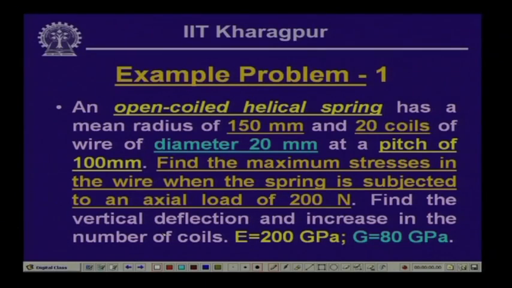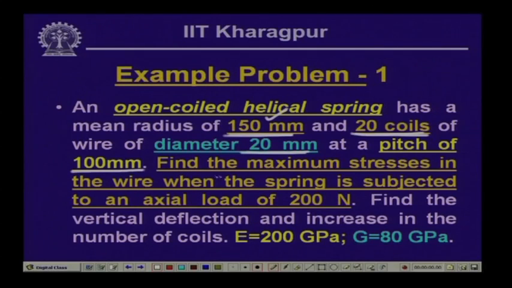open coil helical spring. Now, the first example is that an open coil helical spring has a mean radius of 150 millimeter. So, the value of R, capital R, is 150 millimeter, and it has 20 coils. So, the number of turns, capital N, is 20, and the diameter of the wire is 20 millimeter at a pitch of 100 millimeter. This is the small p.